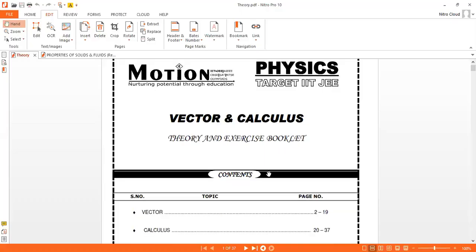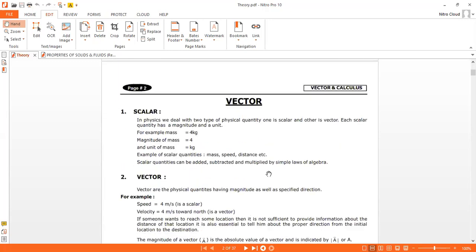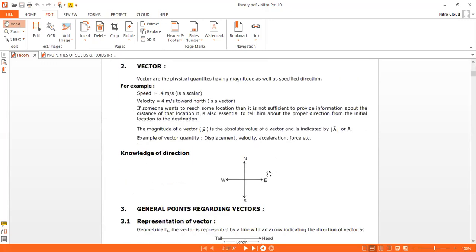Can you see this one? Yes, sir, I can see it.